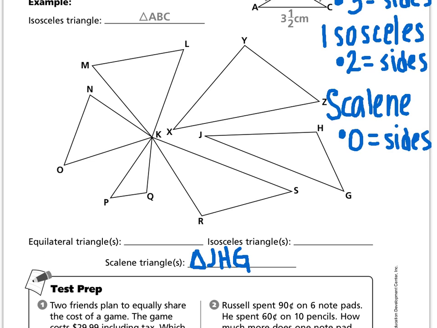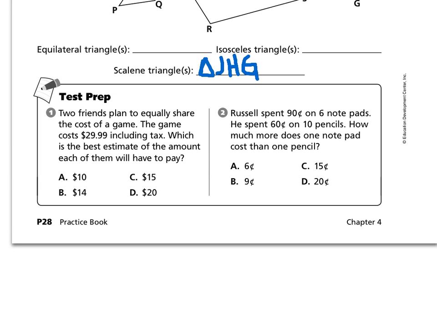Let's go ahead and move on to test prep. Number 1, 2 friends plan to equally share the cost of a game. The game costs $29.99 including tax. Which is the best estimate of the amount each person would pay? So I know that $29.99 is how much it costs including tax. And I know that I have 2 friends that are going to split it equally. So I need to find the best estimate of the amount they will each have to pay.